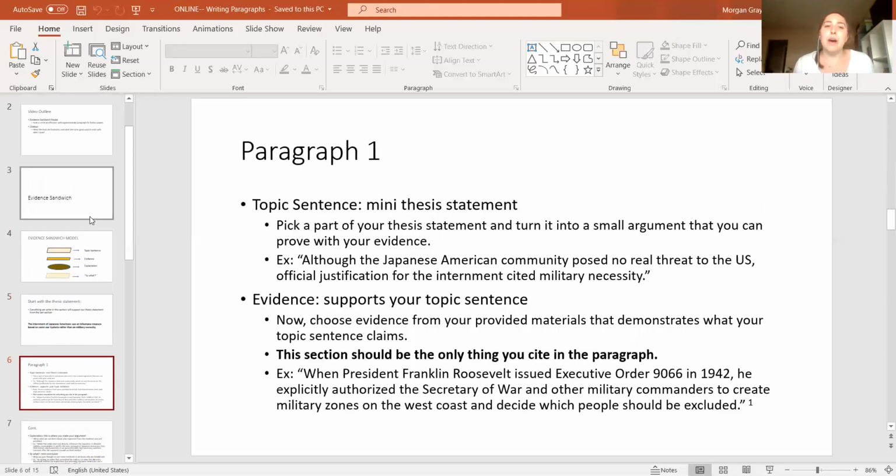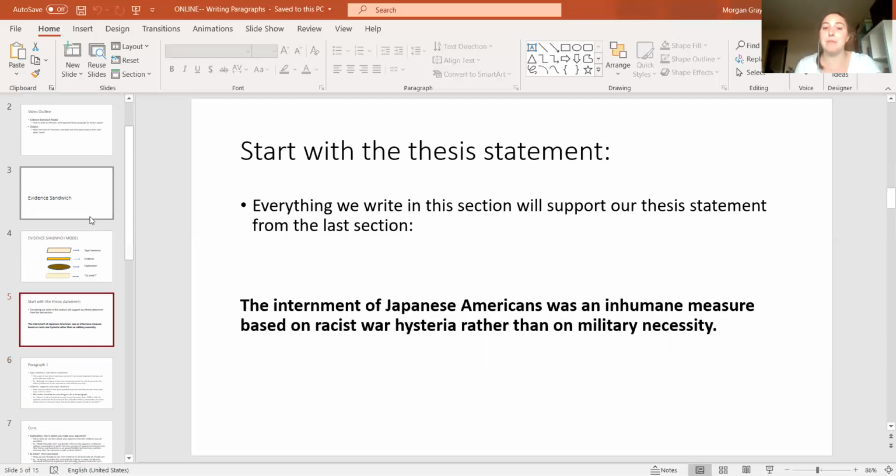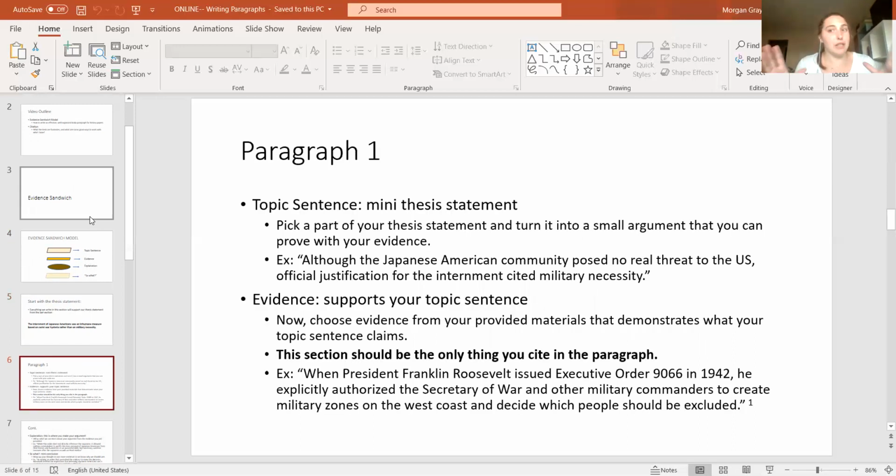So for your topic sentence, you need to pick a part of your thesis statement and turn it into a small argument that you can prove with your evidence. For example, although the Japanese American community posed no real threat to the US, the official justification for the internment cited military necessity. If you go back to our thesis statement, you can see military necessity is a component. So there you go. We're going to talk about military necessity in this paragraph.